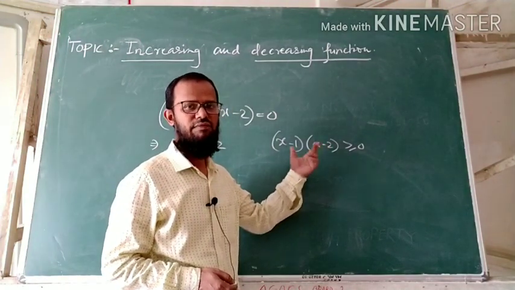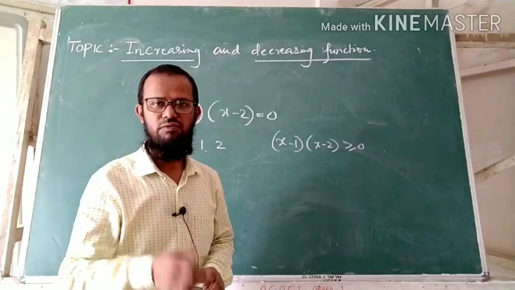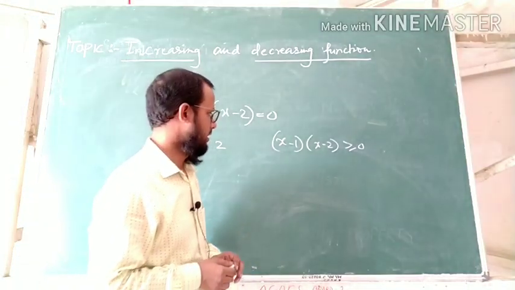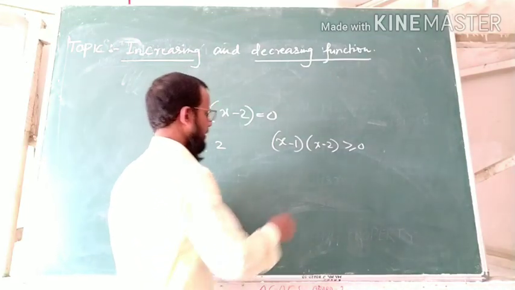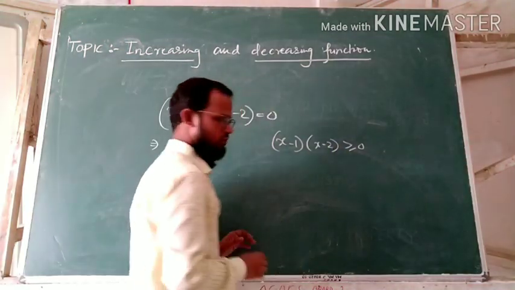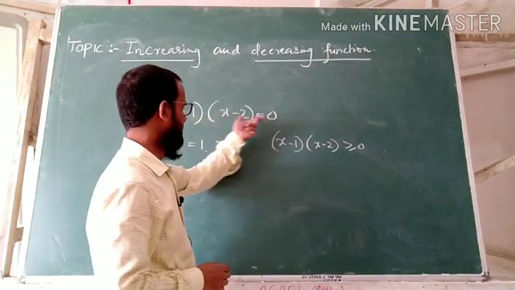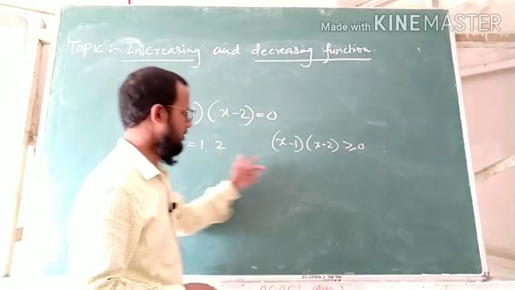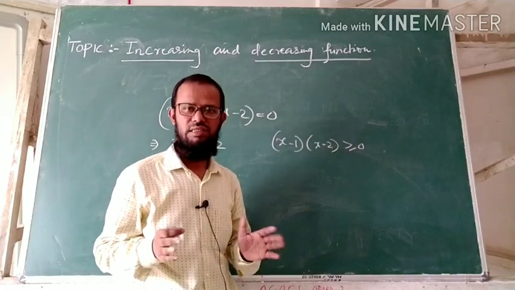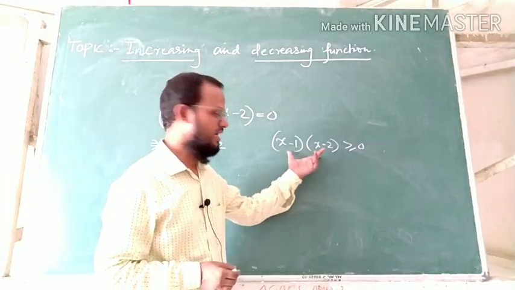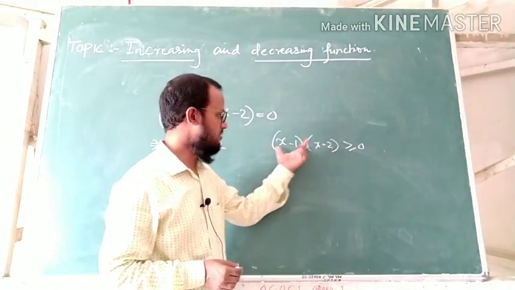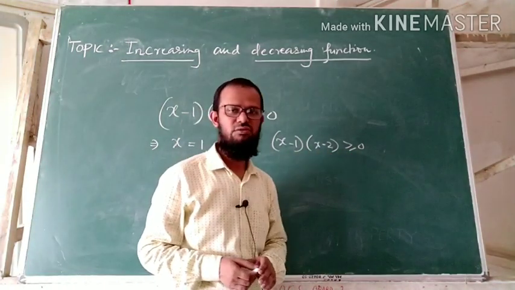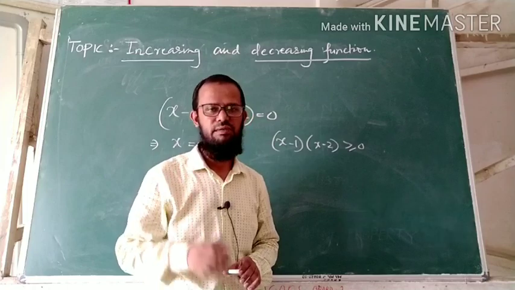So it has an infinite number of solutions. How to find the solution set of this inequation? If you put x is equal to 1 and x is equal to 2, you get 0. Here (x minus 1) into (x minus 2) represents a curve, and for this inequation, x is equal to 1 and x is equal to 2 are called critical points.